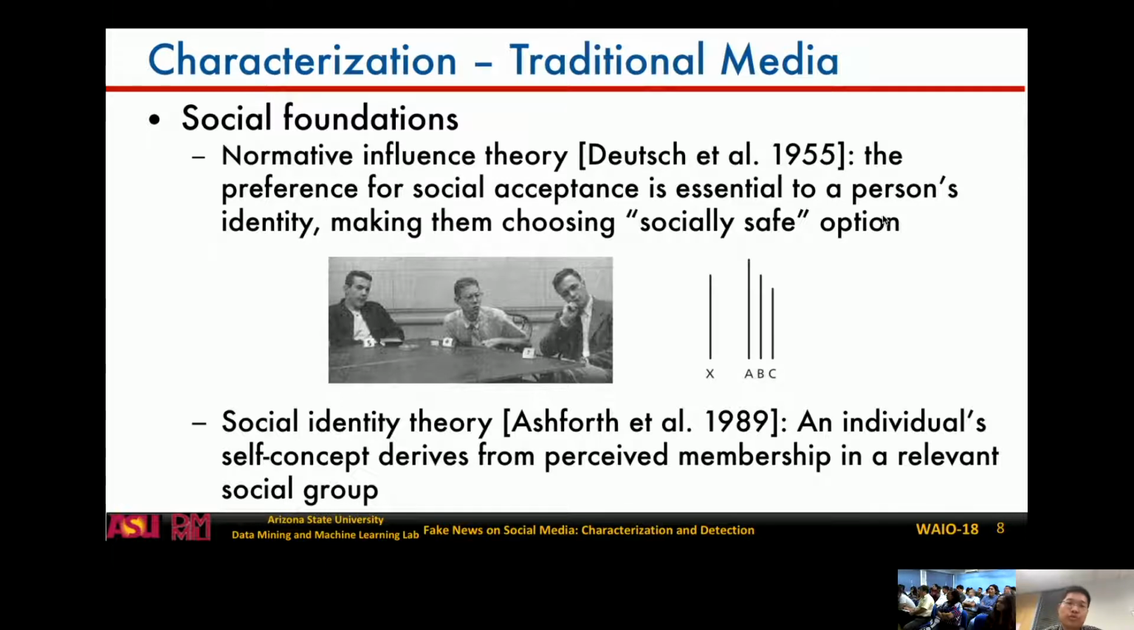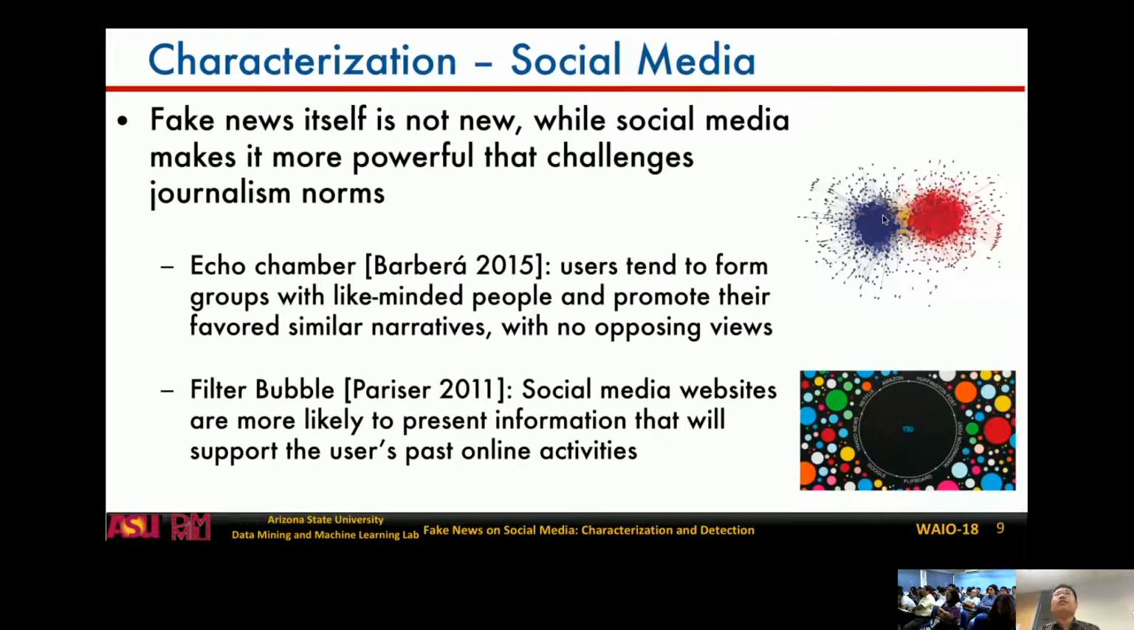Because you want this group to identify you, to accept you as a member of this group. Another theory is social identity theory, which means that an individual's self-concept derives from perceived membership in a relevant social group. This is similar to the influence theory, which essentially says your identity is recognized by your group membership and group attributes. So these are two examples of social theories that make people spread fake news on social media. Next, I will move to why social media becomes this weapon or major outlet to spread fake news.